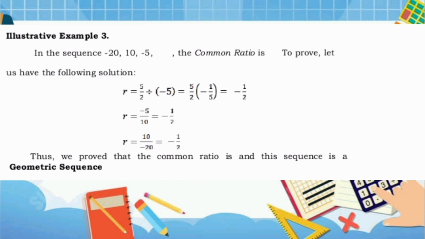Example 3. In the sequence negative 20, 10, negative 5, the common ratio is blank. To prove that, let us have the following solution. R is equal to negative 5 divided by 10, which is negative 1 half. Next, R is equal to negative 5 over 10. In lowest term, it is equal to negative 1 half. Next term, R is equal to 10 over negative 20. In lowest term, it is equal to negative 1 half. Thus, we prove that the common ratio is negative 1 half and the sequence is a geometric sequence.